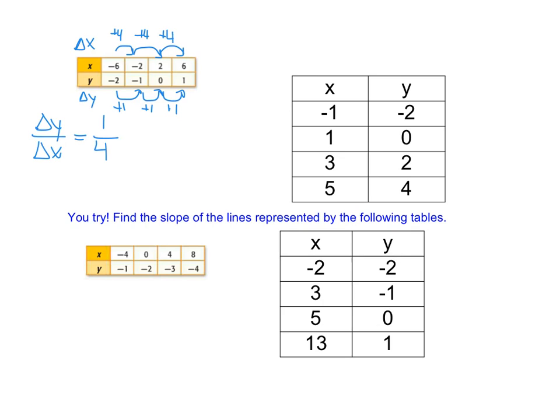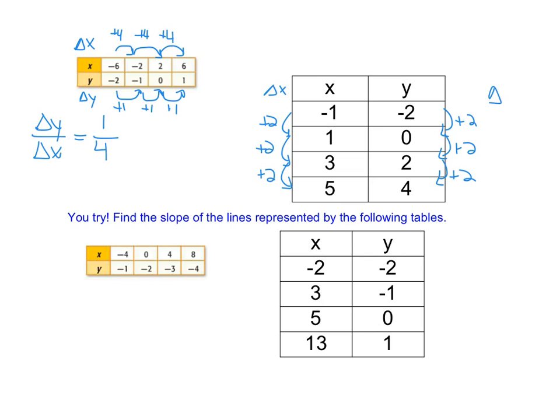Okay, this other one, the table is done vertically. Same idea. Let's find our delta x, our change in x. How do we get from -1 to 1? You add 2. From 1 to 3, you add 2. From 3 to 5, you add 2. Notice that's constant. Notice that stays the same every time. How do you get from -2 to 0? You add 2. From 0 to 2, you add 2. From 2 to 4, you add 2.